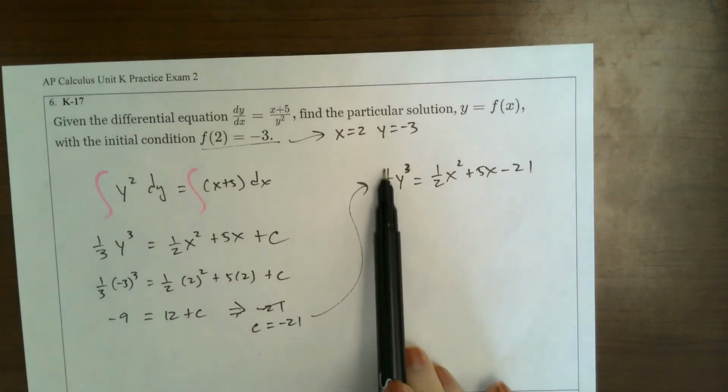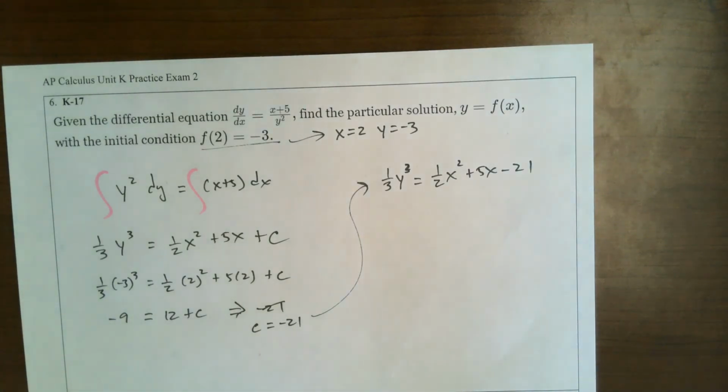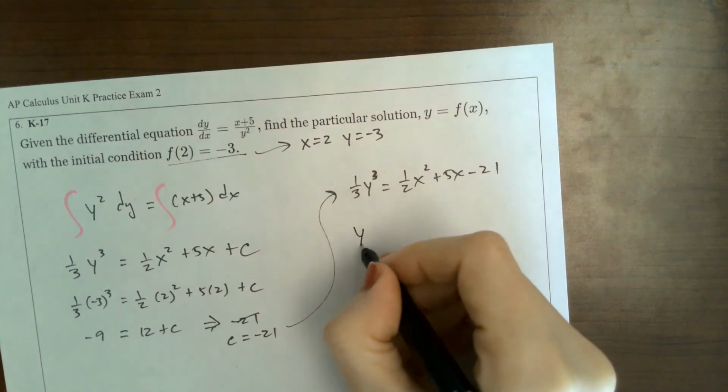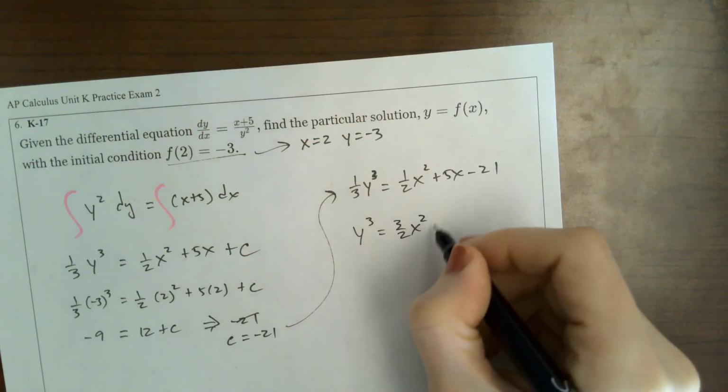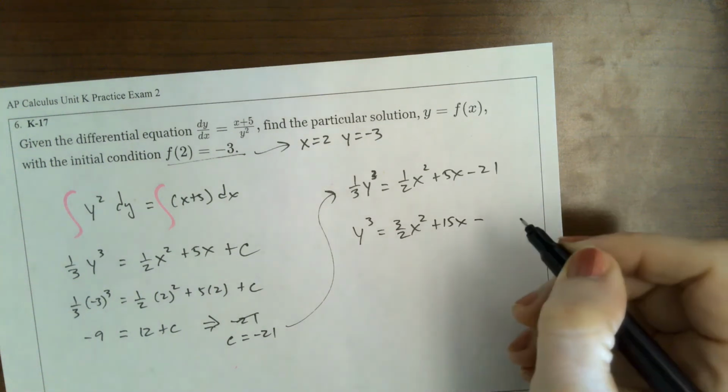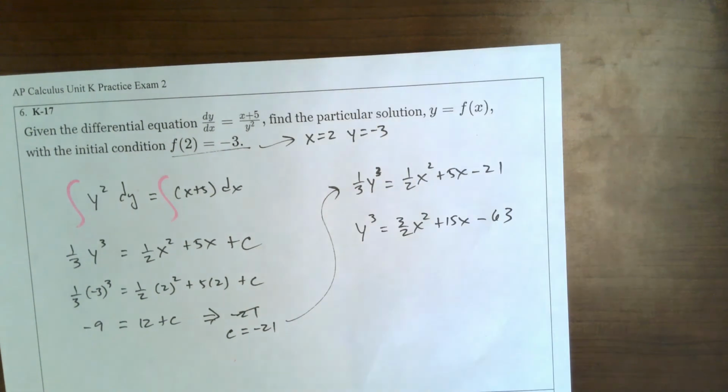So to get rid of this 1/3, I'm going to divide everything by 1/3. But dividing everything by 1/3 is the same as multiplying everything by 3 because of keep, change, flip. So this is y to the 3rd equals 3/2 x squared plus 15x minus 63.